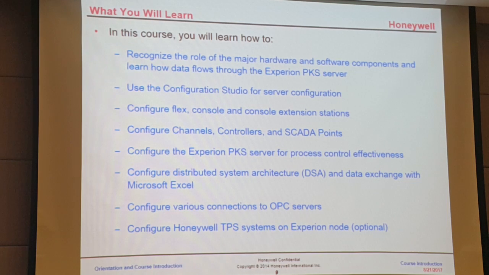We are going to start off with the role of the major components of Experian PKS. The architecture, how data flows. This will be information that you would need to know to plan out a system. We are going to use a tool called Configuration Studio. This is the tool that we are going to use to do the entire server configuration, and to configure the server, we are going to learn about various components.